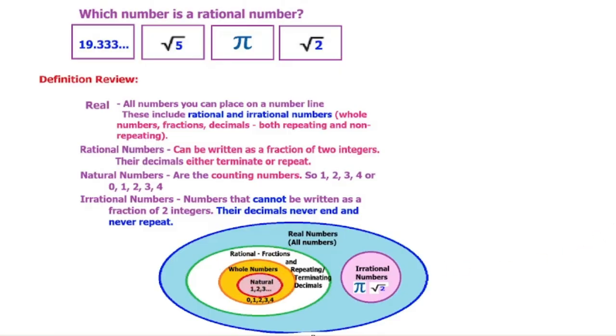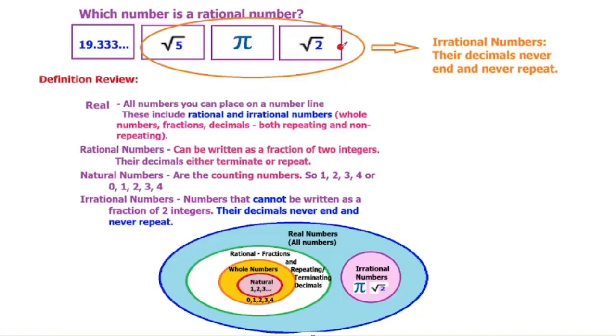And then we have our natural numbers, which are 1, 2, 3, 4, etc. And then, of course, we have our irrational numbers, numbers like pi and the square root of 2. These are numbers where the decimals go on forever, and it's not repeating decimals. So these are irrational numbers. Their decimals never end and never repeat. If you put these numbers into a calculator, you'll see that they just go on forever.